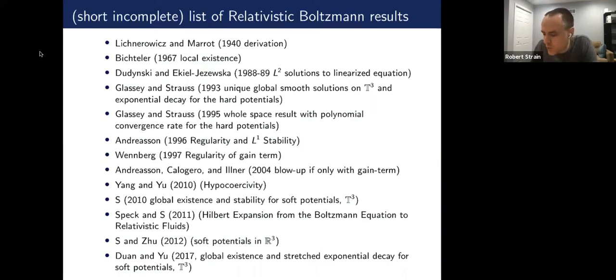And with Kia-Zhu in 2012, I studied the soft potential case in the whole space, proving global existence and stability. And in 2017, Renjen Duan and Yu proved global existence and strict exponential decay for the soft potential case in the torus. So that's a short, incomplete list of results for the relativistic Boltzmann equation.